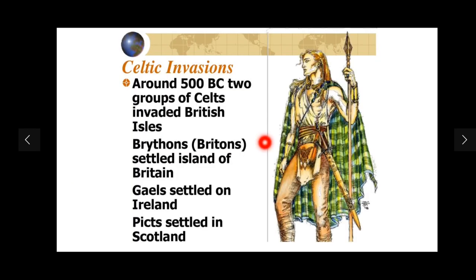Now, before we discuss the invasion of the Anglo-Saxons on the Celts, we should know who the Celts were and when they arrived in England. So, around 500 BC, two groups of Celts invaded the British Isles. Now, the Britons settled the island of Britain, while the Gaels settled in Ireland and the Picts settled in Scotland. So this was the arrival of the Celts, or the Celtic invasions of Britain.